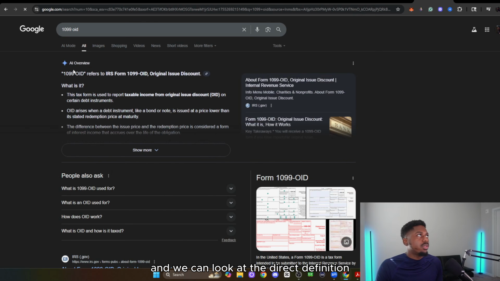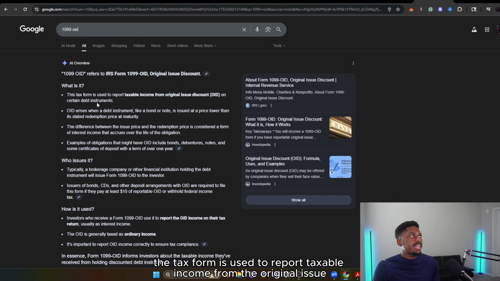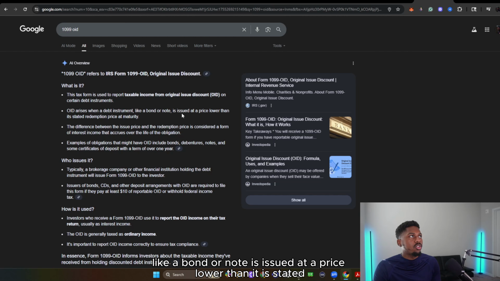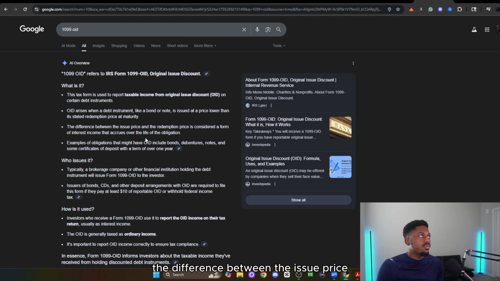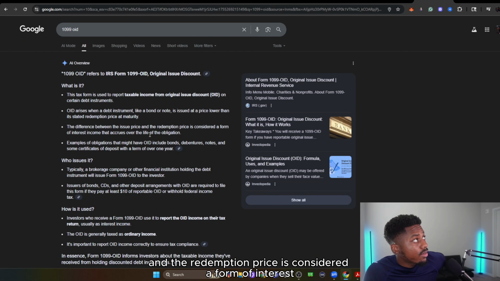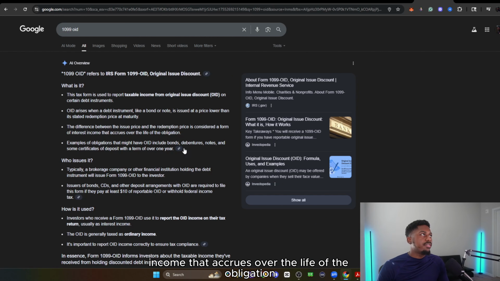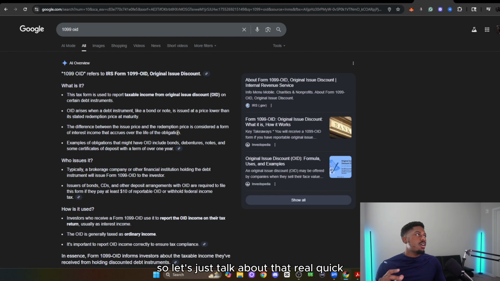Okay, and we can look at the direct definition. It says the tax form is used to report taxable income from the original issue discount on certain debt instruments. The OID arises when a debt instrument like a bond or note is issued at a price lower than its stated redemption price at maturity. The difference between the issue price and the redemption price is considered a form of interest income that accrues over the life of the obligation. So let's just talk about that real quick.